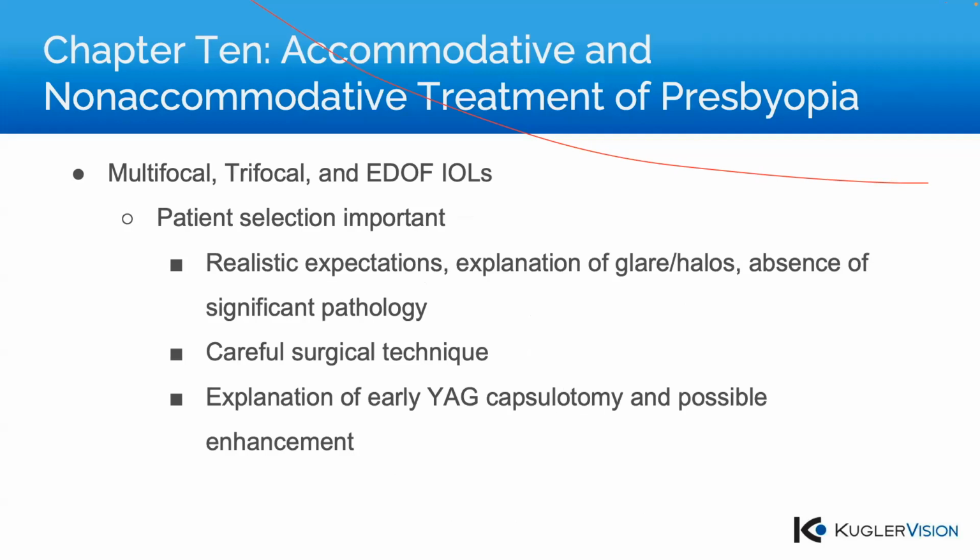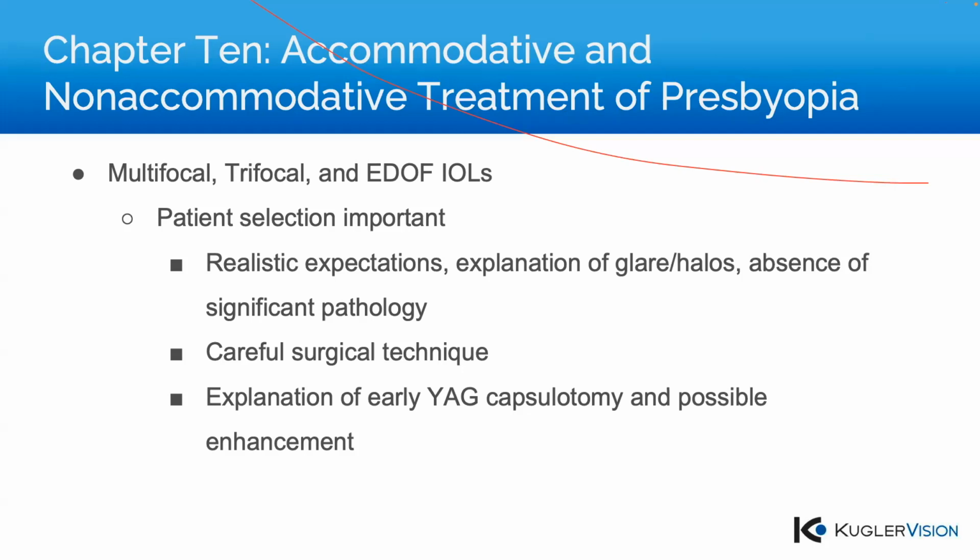With these lenses, again, patient selection is important. They need to have realistic expectations. You need to explain that with these lenses, there's increased glare and halos. Most people will notice glare and halos with these types of lenses. Less than 5 to 10% of people are significantly bothered by them.